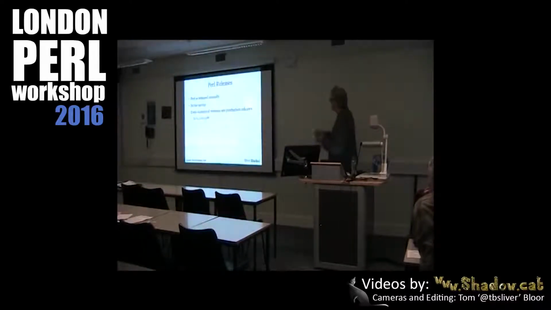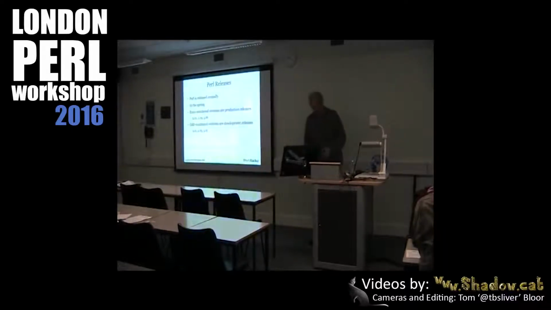But 5.22, 5.24, 5.26, they are the production releases of Perl. Those are the versions that you should be running on your systems. Odd number versions are the development releases. They aren't guaranteed to be stable, so you really don't want to put them anywhere near your production system. So that's 5.21, 23, 25, etc.